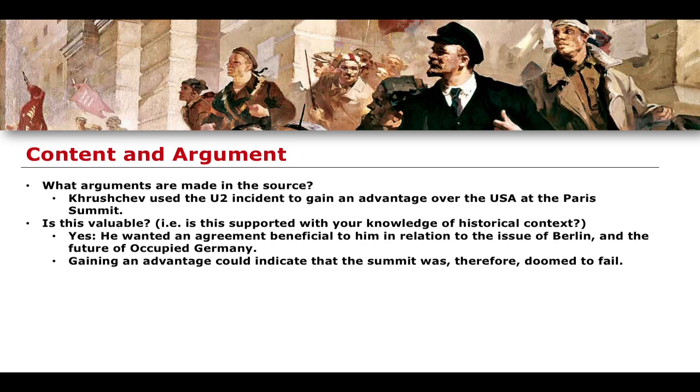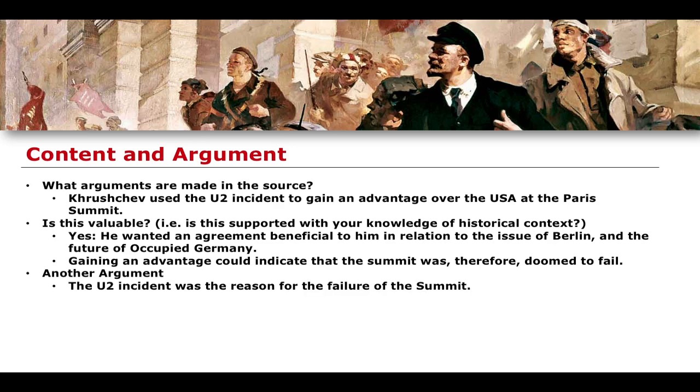Gaining an advantage would indicate that the summit was therefore doomed to fail, given the fact that it was not, in the eyes of Khrushchev, a summit for the purposes of coming to some kind of peace arrangement or to try and strengthen détente. It was a summit that was intended to allow him to gain an advantage over the US and use the U2 incident to gain said advantage, to use the embarrassment of the US spying on the Soviet Union to have a psychological advantage over them.